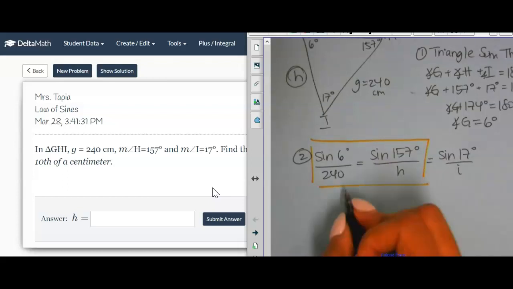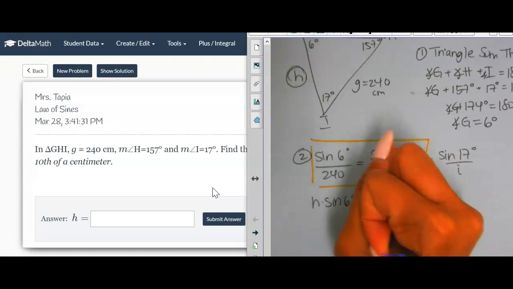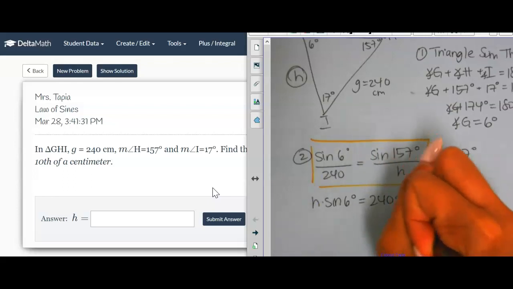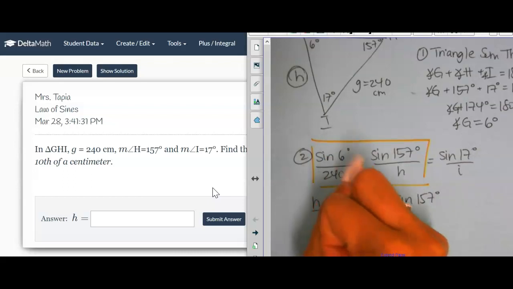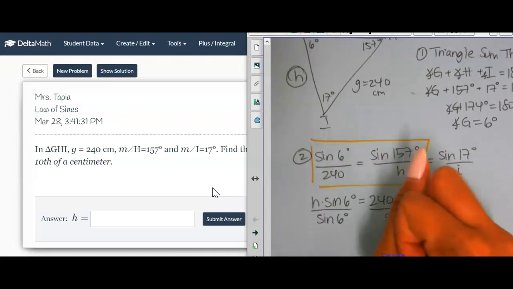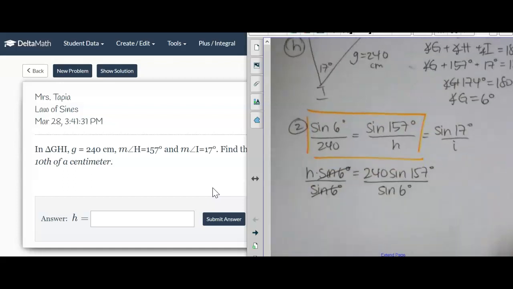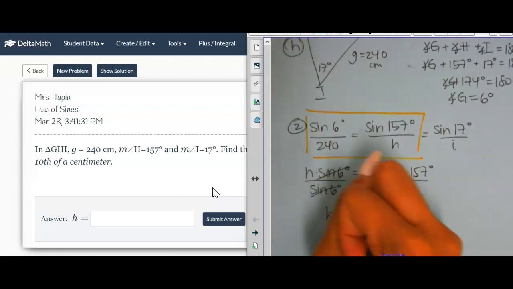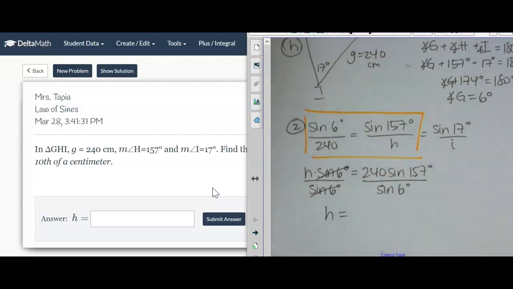So I'm going to solve before I start using my calculator. h times sine of 6 degrees is going to equal 240 times sine of 157. I'm going to divide both sides by sine of 6 degrees. Technically, this is your exact form. Remember how I told you in class that it's easy to write this in exact form because you know exactly what the answer will be if you plug it into your calculator? Well, if you want to wait till you come to class, you at least have this written out.